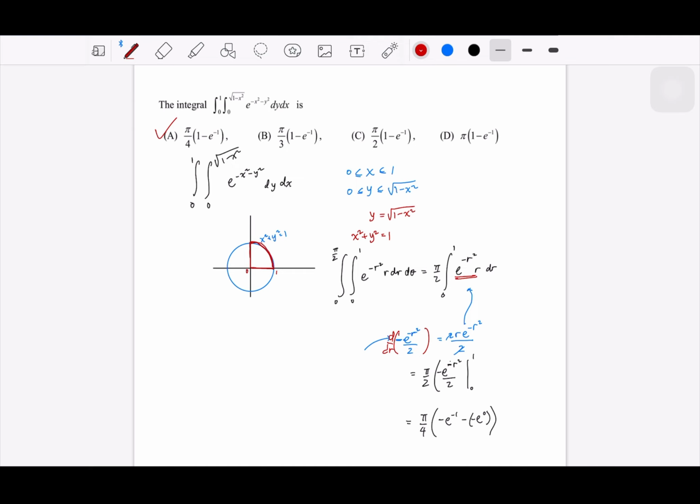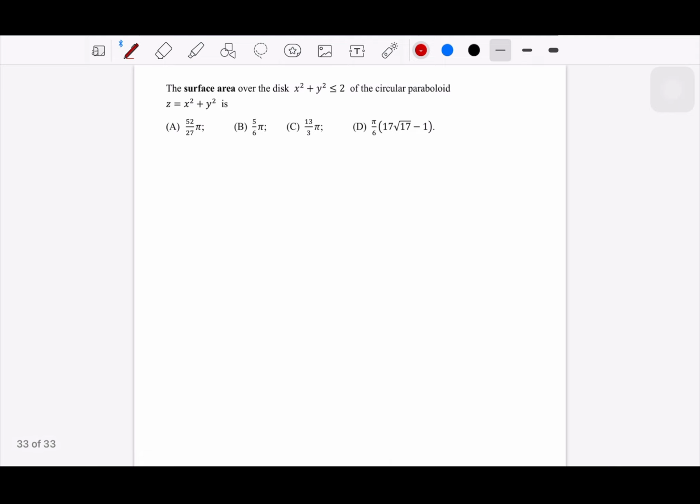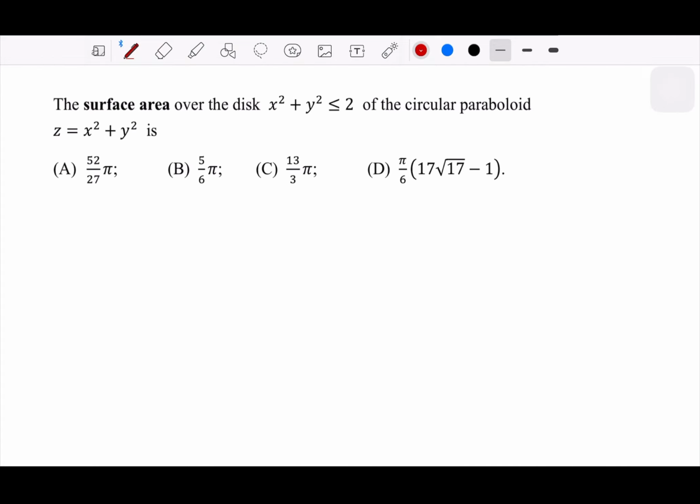Okay. Now let's go to the next question, which I prepared for the surface area. Let's see our question here. Surface area over the disk, we have the disk x squared plus y squared less or equal to, and we have a circular paraboloid z equals x squared plus y squared. Now we could write down z as our function of x, y. That is the function that we need to observe.